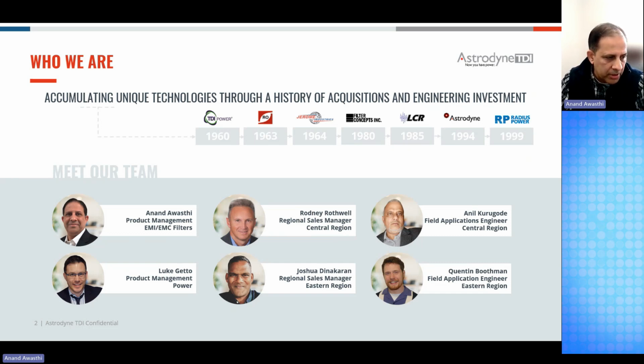So in reality, there are 2 product business units, but within that, we do have a segmentation of power distribution units. Luke is the product manager for power for industrial applications. And then our field team includes Rodney Rothwell, who's the regional sales manager for the central region. Joshua is the regional sales manager for the eastern region. And then we have 2 application engineers covering central and east. For central, it's Anil Kurugore, and for eastern, it's Quentin Boothman. In day-to-day, you'll probably deal with more of these people, and when things get a little more technical and they need more support from the BU, that's when Luke and I get involved.